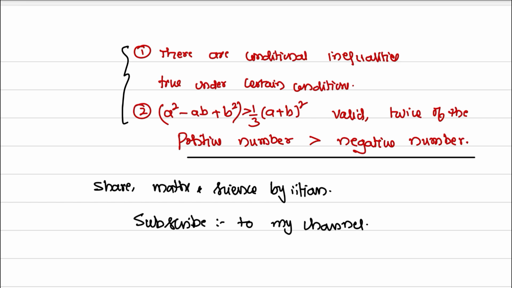Always remember that an inequality can be a conditional inequality. That condition can be derived from the given inequality, and under those conditions the inequality is valid. Maybe under other certain conditions the inequality may not be true, but under certain conditions the inequality must be true. Please take care of that whenever you solve problems in algebra. Best of luck. Thank you.